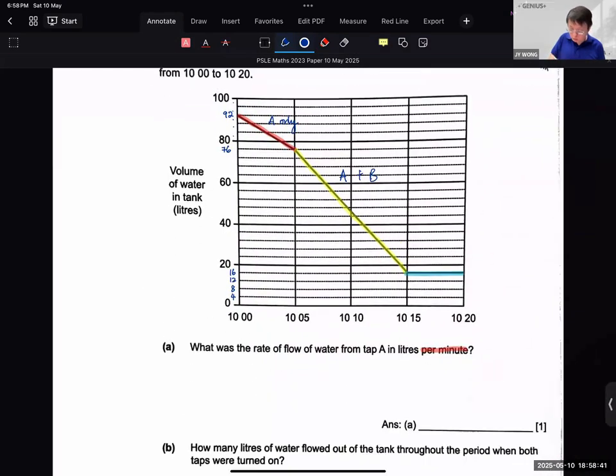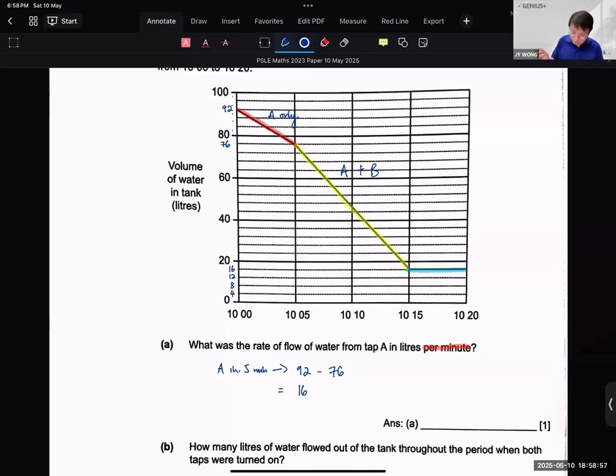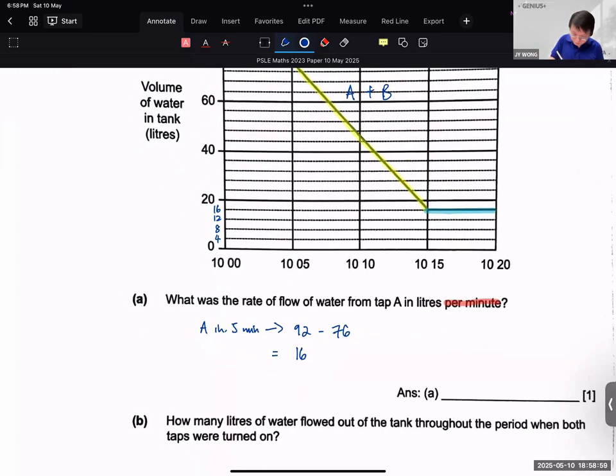So from tap A, how much water flowed out in 5 minutes? 92 minus 76 to give you 16 liters. Right? And therefore, 1 minute for A, 16 divided by 5 minutes. And that's how you get 3.2. The unit here, you need to be a bit careful. It's liter per minute.